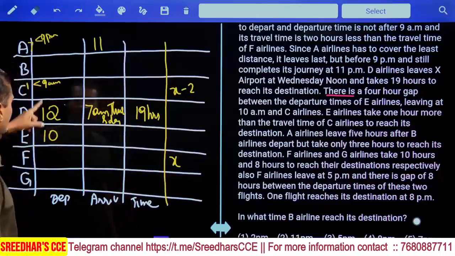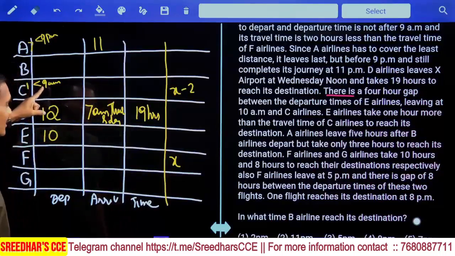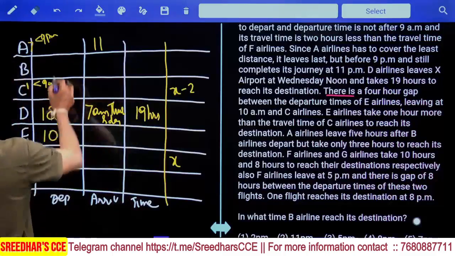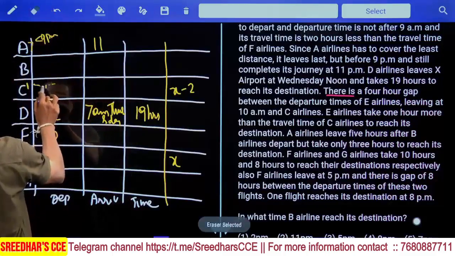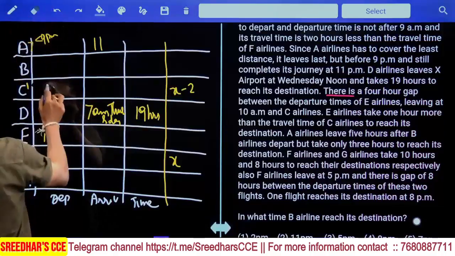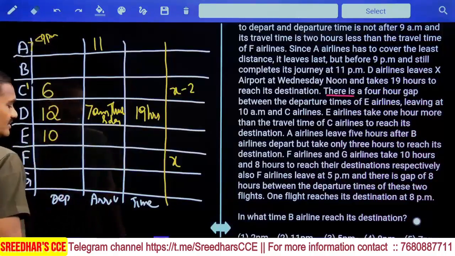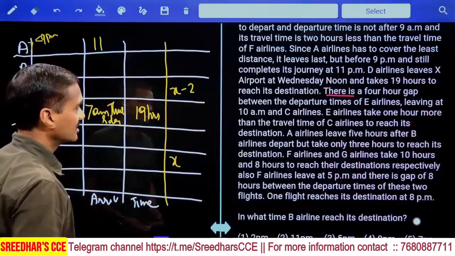After is not possible because C must be before 9 a.m. Hence it must be 10 minus 4. Hence it must be 6 a.m. Hence C airlines starts at 6 a.m. Clear now? C starts at what time? 6 a.m.